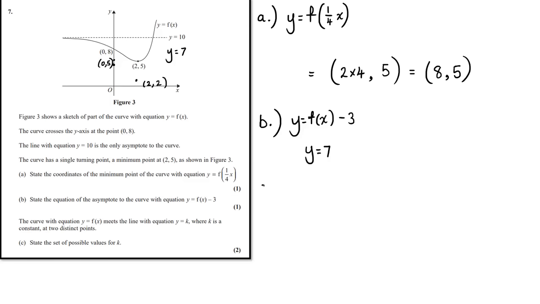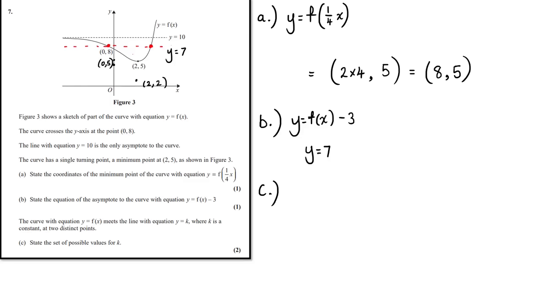And now for part C, I think this is really the only part here which might cause some issues for this question. You have to think about it a little bit. We've got the curve with equation y equals f of x, which meets the line with equation y equals k, where k is a constant. And it meets it at 2 distinct points. So for example, if you think about drawing a line, so if I just do a line in a different colour, what it's saying is if you draw a line through here, it touches at 2 different points. So for example, here and here, it touches y equals f of x at 2 different points.